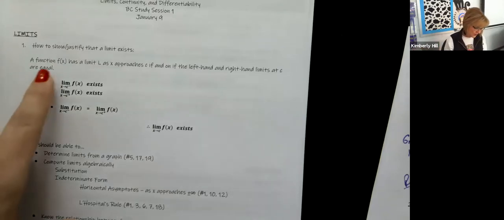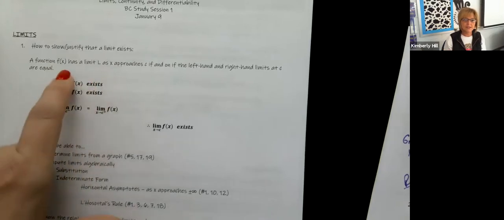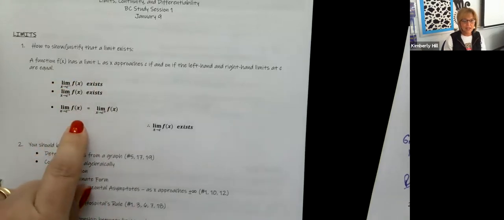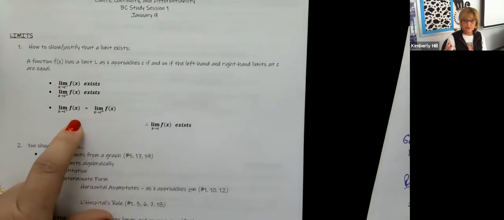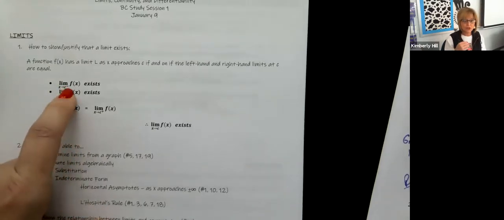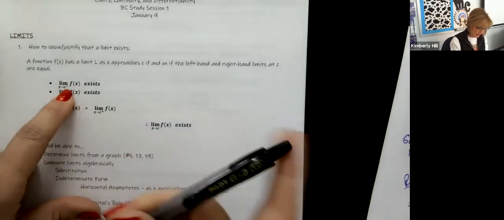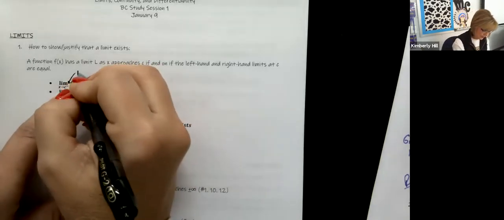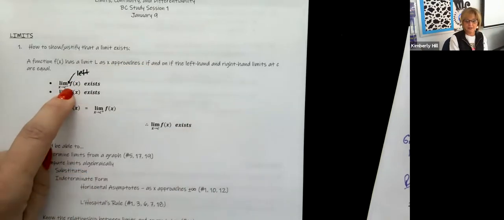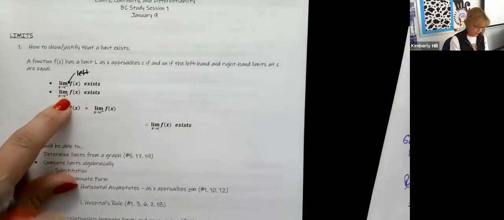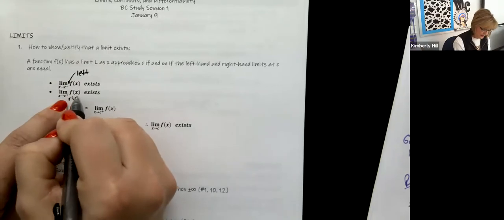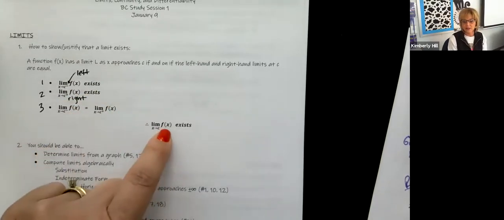So if we want to show that a limit exists, these are the three things you have to state. As a student, you want to make sure you state that the limit from the left exists, and remember the little negative means from the left. You have to show that the limit from the right exists. So we have to know that both sides exist, and more specifically, they have to be the same. You would have to have all three in your justification to say that that limit does exist.